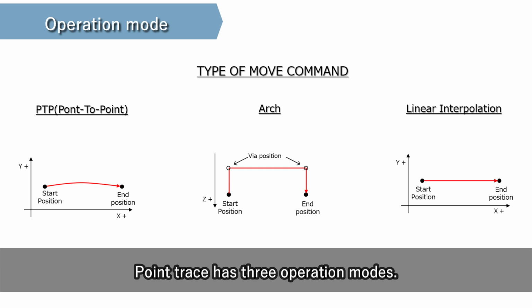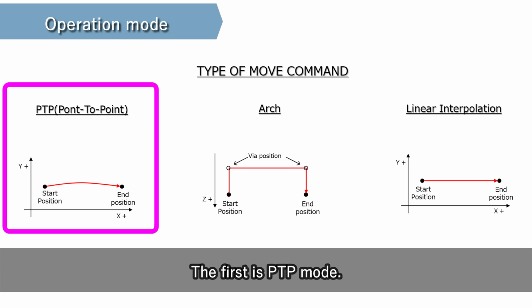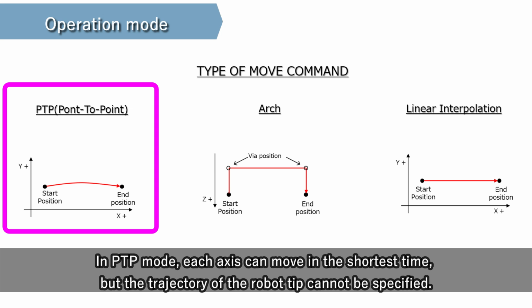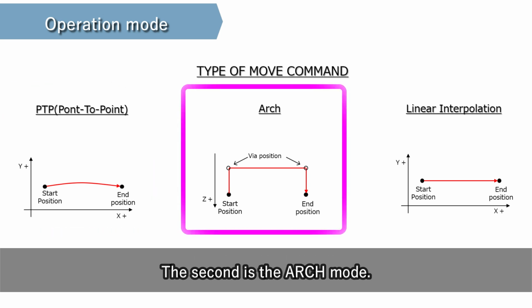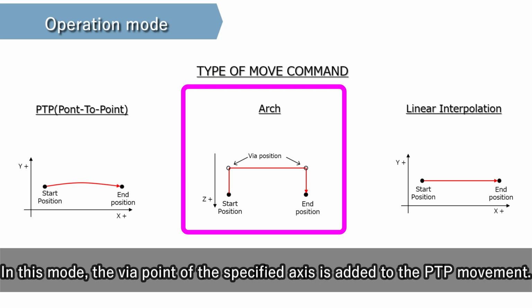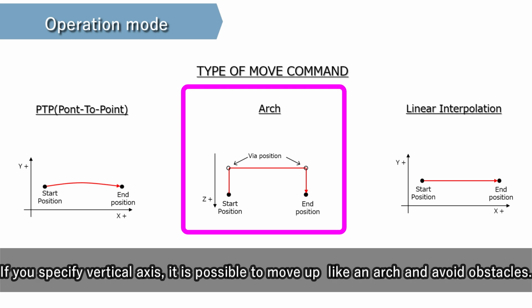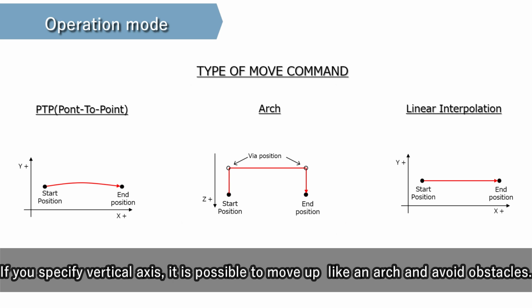Point trace has three operation modes. The first is PTP mode. In PTP mode, each axis can move in the shortest time, but the trajectory of the robot tip cannot be specified. The second is the arch mode. In this mode, the via point of the specified axis is added to the PTP movement. If you specify vertical axis, it is possible to move up like an arch and avoid obstacles.